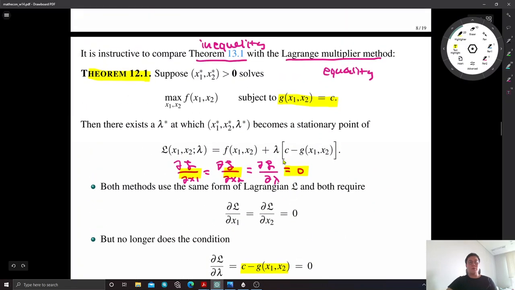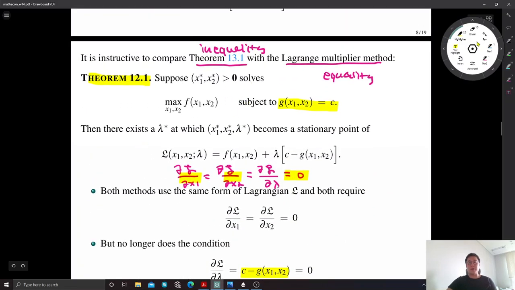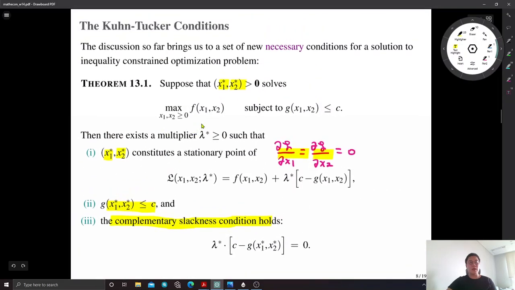One more important difference is that there is no restriction on the sign of lambda in the case of an equality constraint. Lambda can be positive or negative. In the case of an inequality constraint, lambda star must be non-negative.